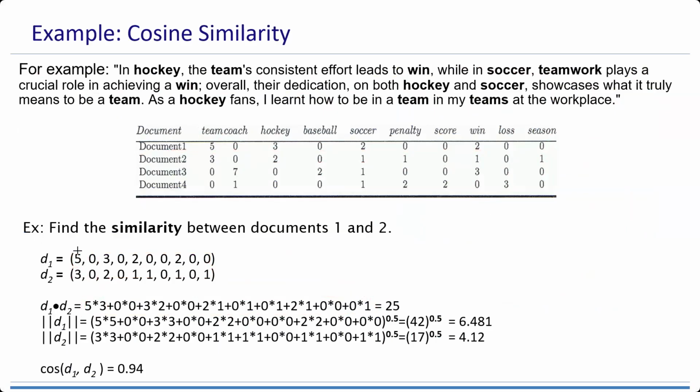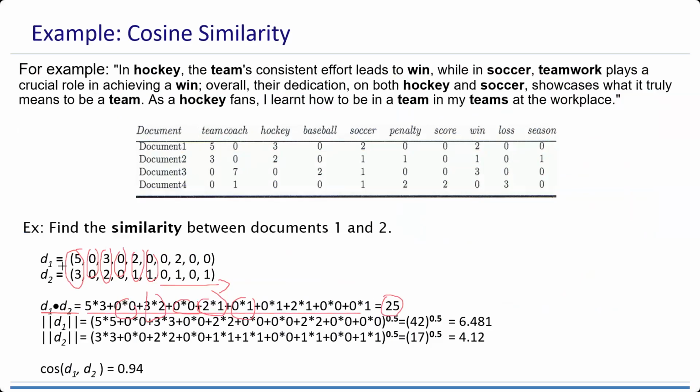5 multiplied by 3 plus 0 multiplied by 0 plus 3 multiplied by 2 plus 0 multiplied by 0 plus 2 multiplied by 1 plus 0 multiplied by 1 and so on until the last data. And we can get the value that the summation of this one equals to 25.